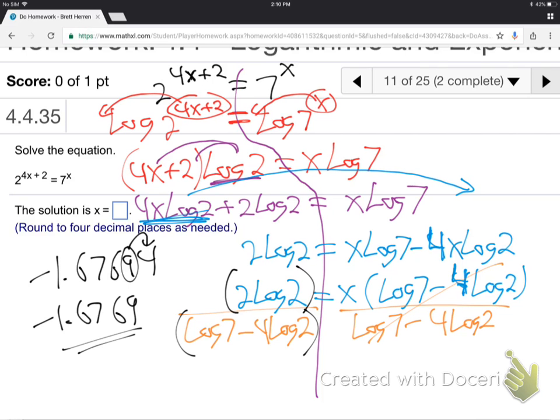I think I have log 7 switched around. Oh, but you got the same exact answer? That's exactly it. If you switch the order of subtraction, that changes the sign. Just think about 5 minus 3 or 3 minus 5. It's 2 or negative 2. It switches the sign.